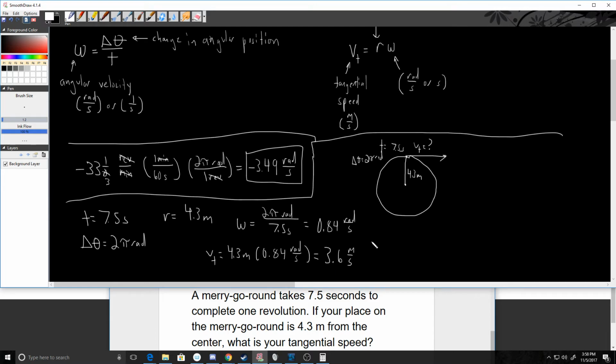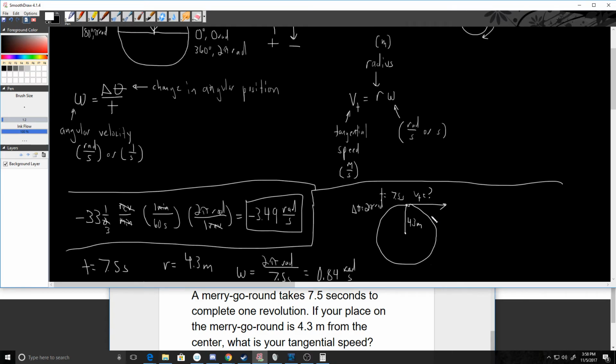Let's see, does it mention which way? I guess in this case it's tangential speed, not necessarily tangential velocity. So the positive and negative we can kind of forget about. With the way I drew it, we would have negative, but it's tangential speed, not velocity, so direction doesn't really matter for this one.